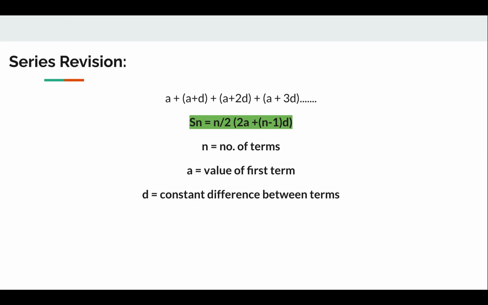So the general term that you should be familiar with when it comes to arithmetic series is Sn is equal to n over 2 times open brackets 2a plus n minus 1 times d, where n is the number of terms, a is the value of the first term, and d is the constant difference between terms.